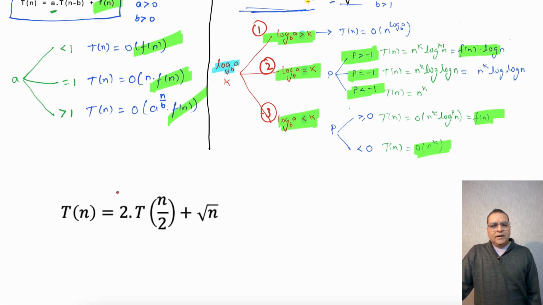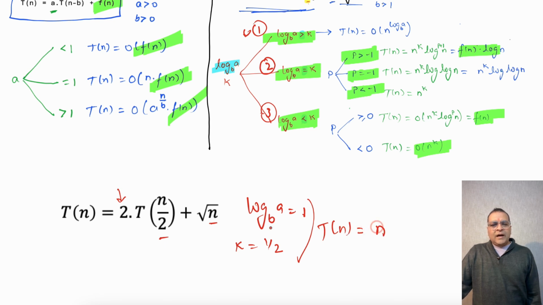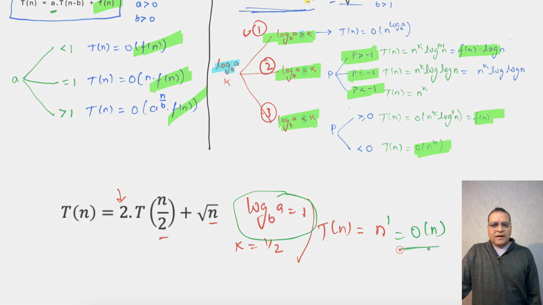Next question. Here a is 2 and b is also 2. Therefore, log of a to the base b will be 1. Log of 2 to the base 2 is 1. But because power of n is 1 by 2, therefore k is equal to 1 by 2. Now log of a to the base b is greater than k. This is the first case. And we know that in the first case, the answer is Tn is equal to n raised to the power log of a to the base b, which means n raised to the power this component, which is 1. The answer is big O or theta of n.